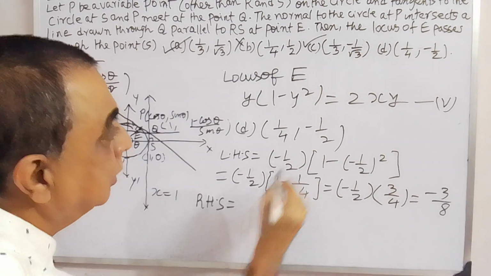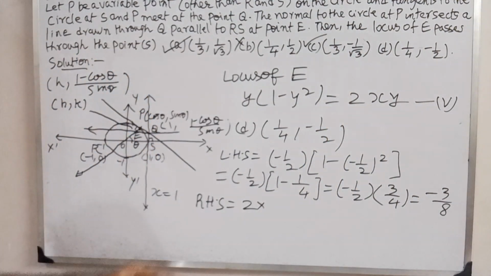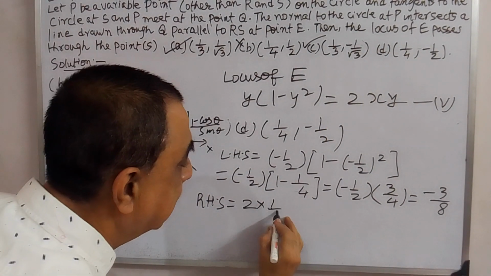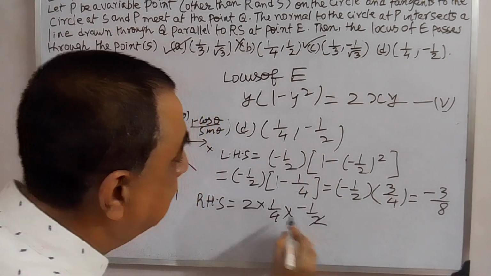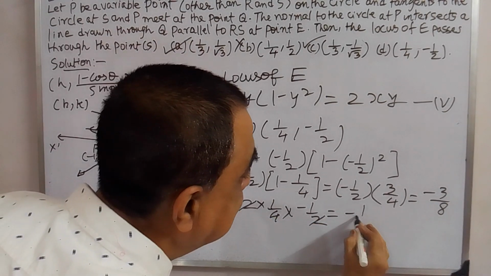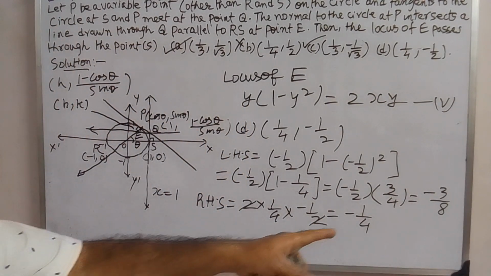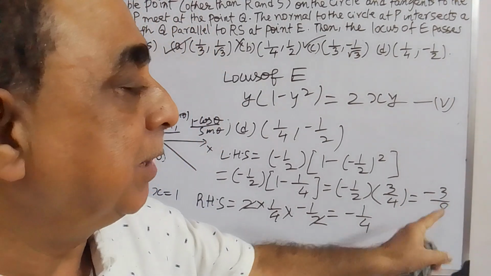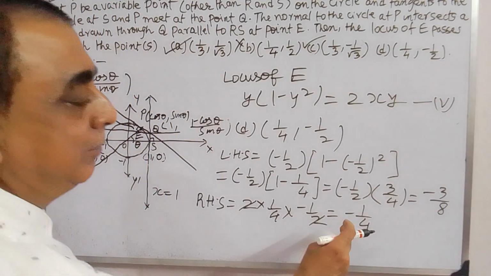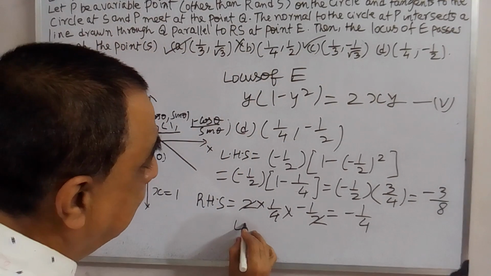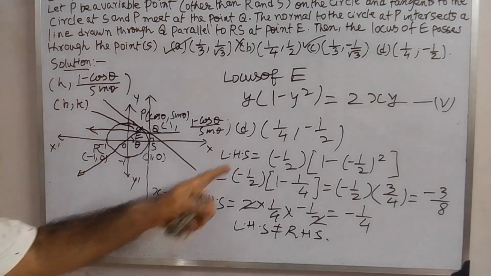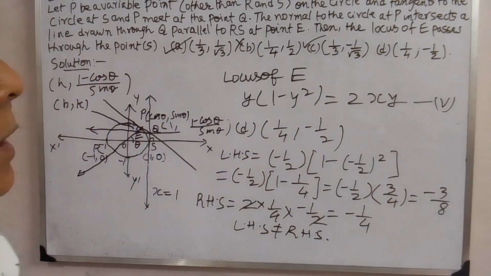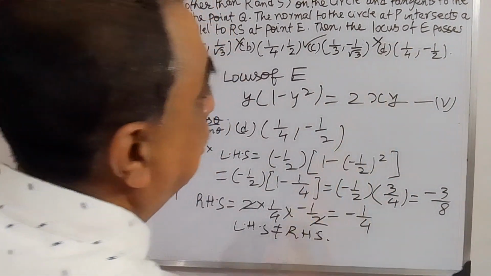Now let us check what we are getting on the right hand side. The right hand side value is 2xy. So 2 into x value, which is 1 by 4, and y value is minus half. Now 2 and 2 are cut out. So what we are getting is minus 1 by 4. So left hand side we have got minus 3 by 8, and right hand side we have got minus 1 by 4. So left hand side is not equal to right hand side. So this point D is not satisfying the locus of the point E. So this point D is not lying on the locus of point E.